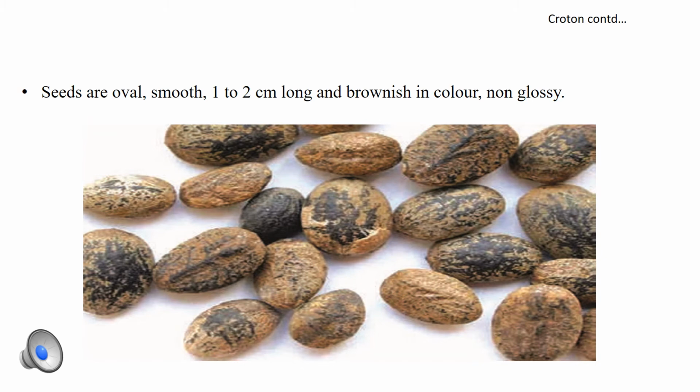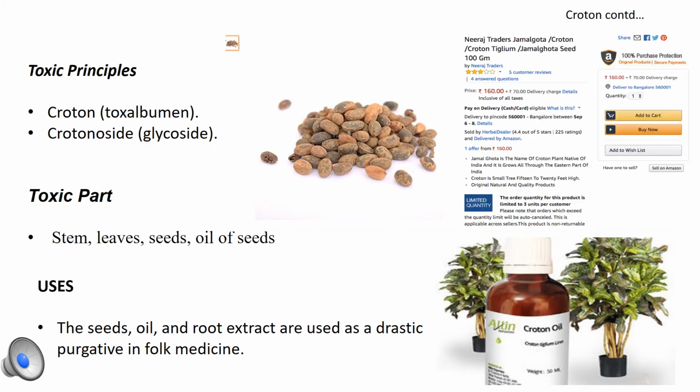Okay, it's brownish in color and non-glossy. Abrus and ricinus were glossy; this is non-glossy. So croton also has a toxalbumin, as ricinus did. And crotonoside is a glycoside. The toxic parts are the leaf, stem, seed, and the oil of the seed.